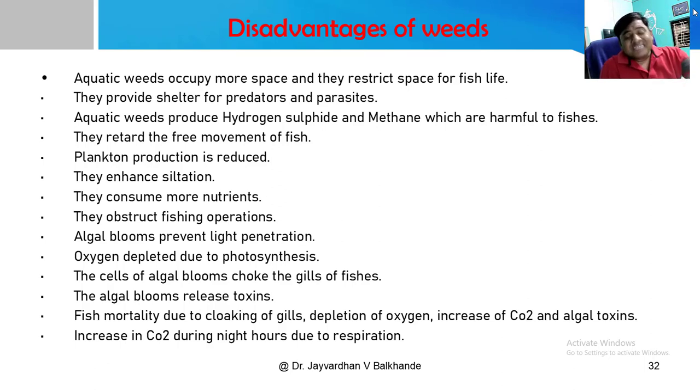So if these unwanted, undesirable plants are present in a huge quantity, this affects the production of plankton in the water. And if the plankton is reduced in the water body, then since it is the natural food of the fishes, it directly affects fish health. Again, if the presence of aquatic weeds is high, it also enhances the siltation percentage in the water body.